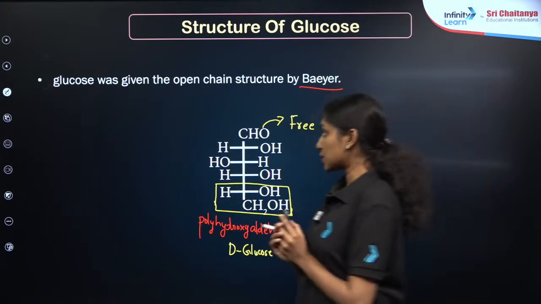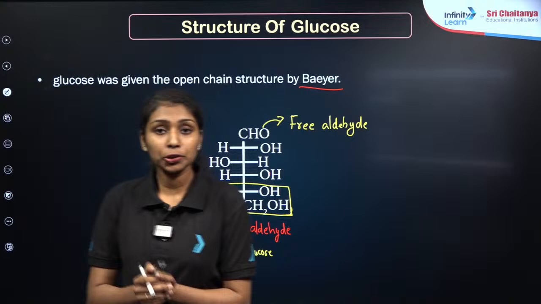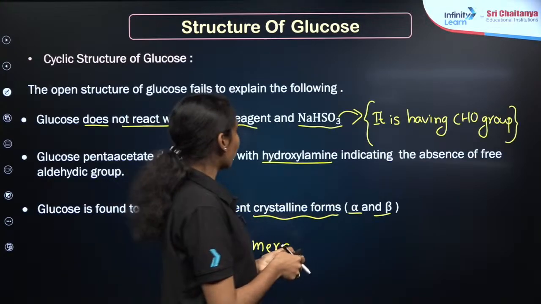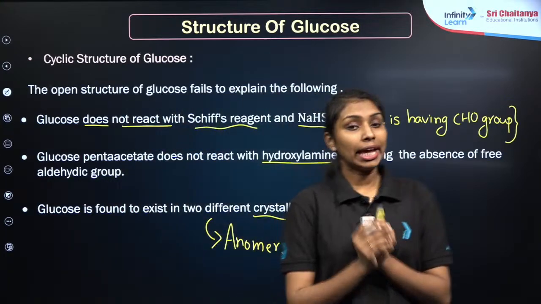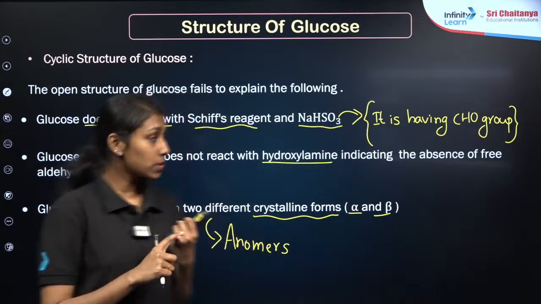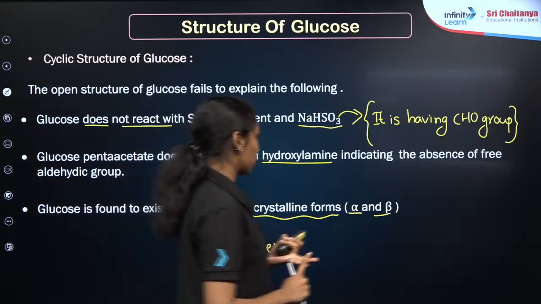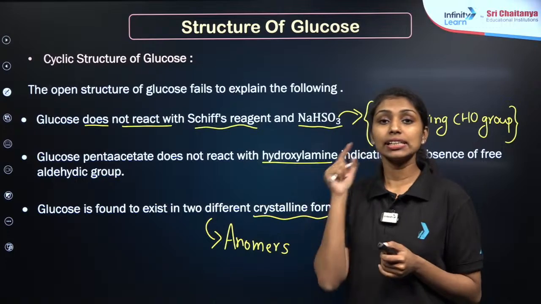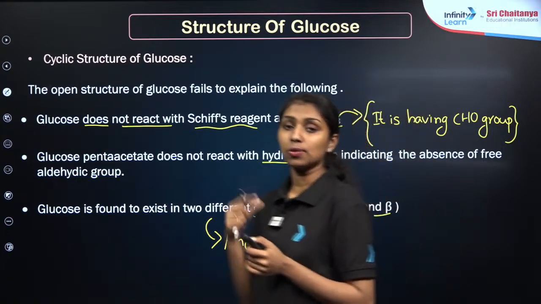This will be the Fischer projection formula for glucose. But it fails to predict the structure completely. Even though it contains a free aldehyde group, it fails to give a positive test with Schiff's reagent and NaHCO3. So we have to identify whether a free aldehyde group is present in glucose or not.